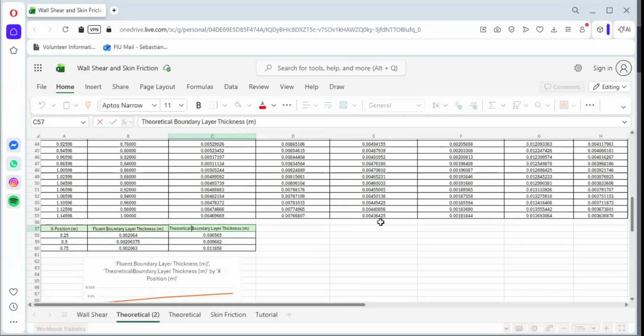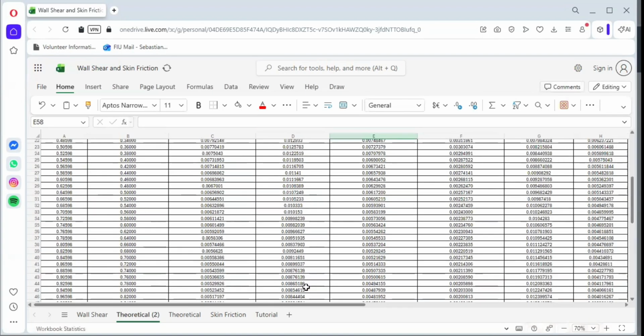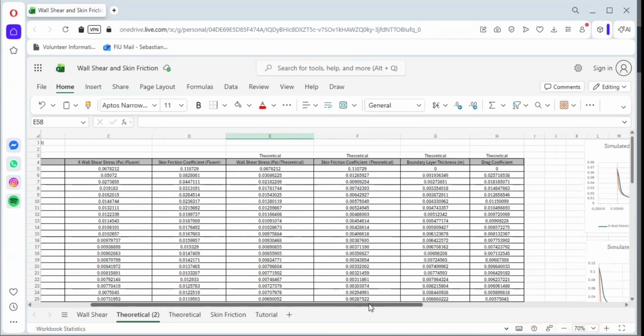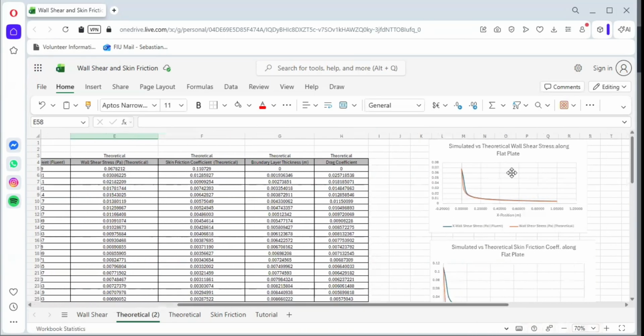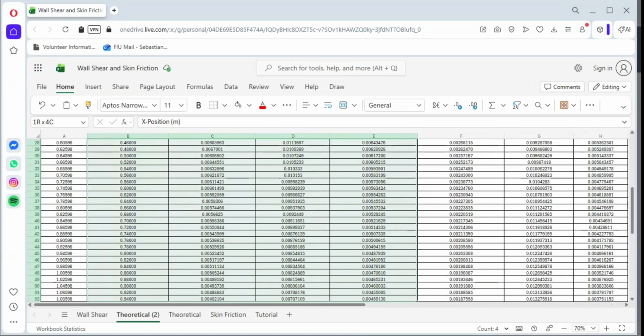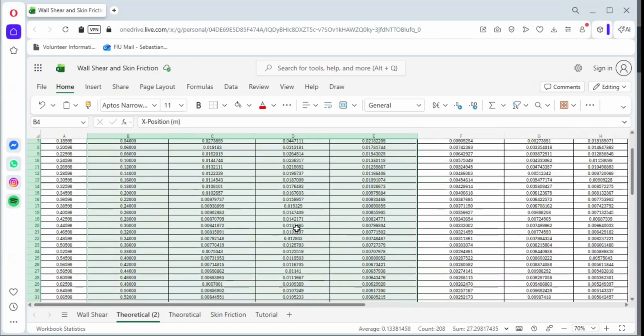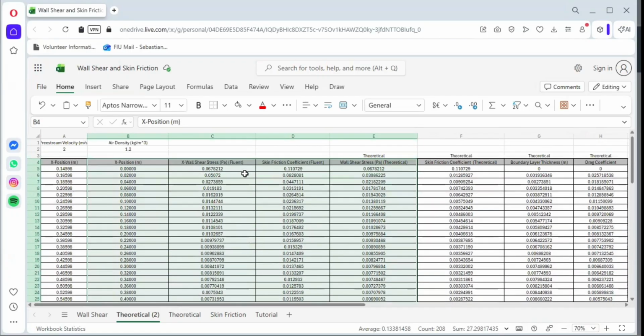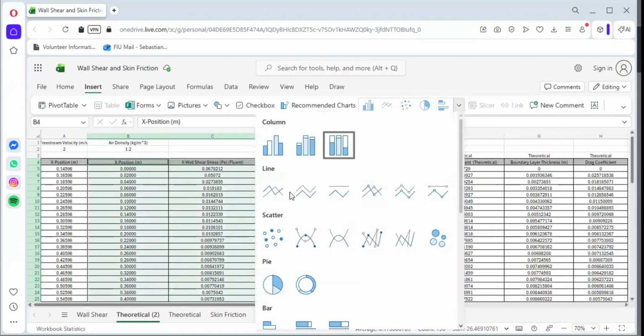Okay, so moving on, we're going to want to see the relationship here. I'll plot it again: the simulated versus the theoretical wall shear stress along the flat plate. So we want the shear stress. What we're going to do right here, we're going to highlight all of these, and we're going to get rid of this column, and we're going to insert a graph.